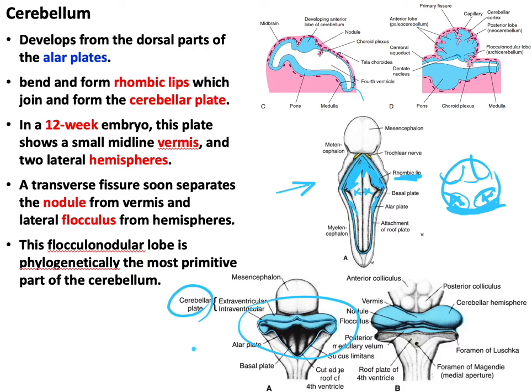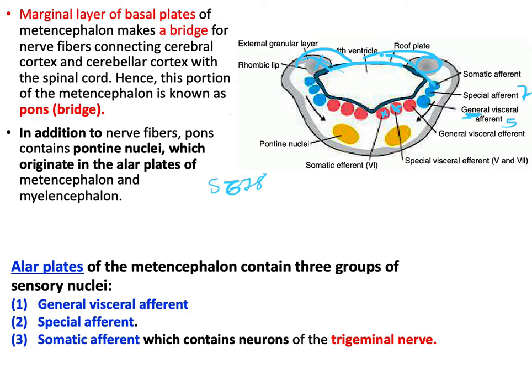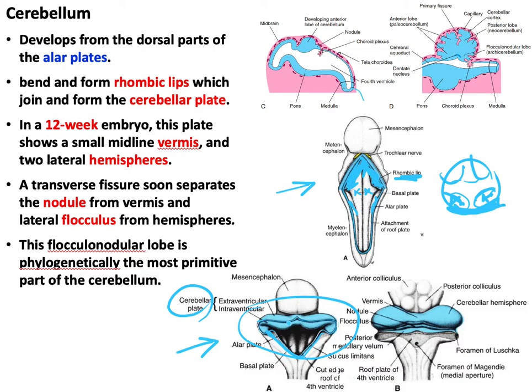Now, you remember that there is a kind of roof here, right? Let me show you here. You have a roof plate here. So when the rhombic lips approximate each other, you get this view from the back. It is like when you make pressure against each other, so you will get this view. Now what you get here: cerebellar hemisphere here, cerebellar hemisphere here, vermis in the middle, and you get the nodule here and the flocculus here, and in between there is a fissure. You see here a transverse fissure that's shown here.